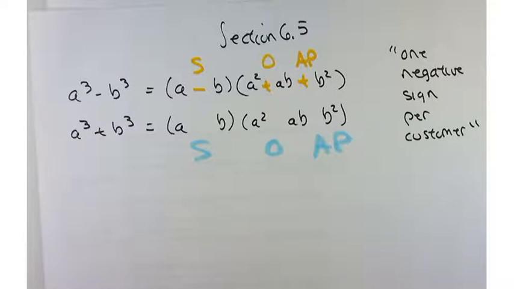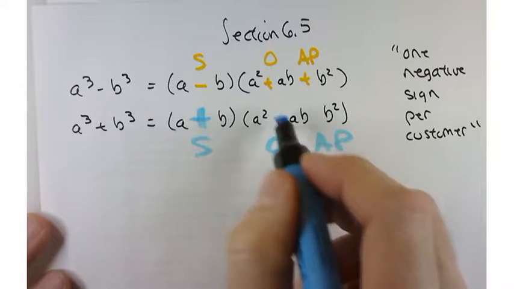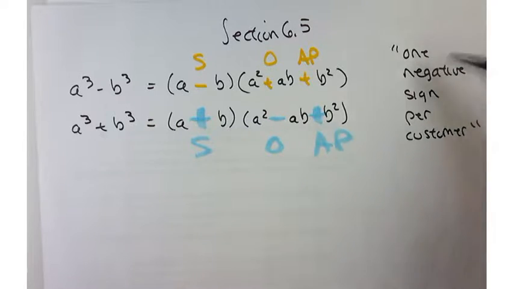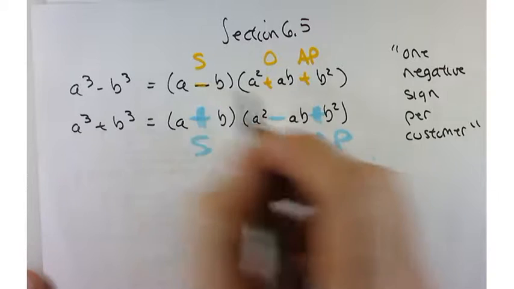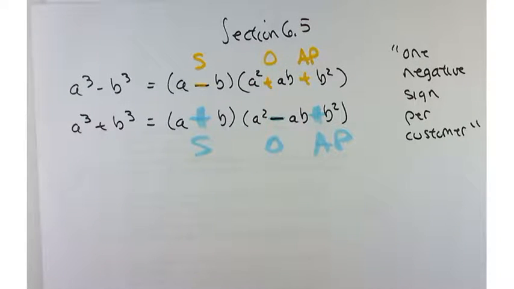So what would the signs be in this one? Austin? Good. Positive? Good. Positive, negative, positive. Now, one thing that helps me out when I work with these formulas, it catches a lot of mistakes, is one negative sign per customer. So here's the negative sign, here's the negative sign. But both of these have exactly one negative sign. If you accidentally write down 2 or none, then you know there's a mistake. Go back and fix it.